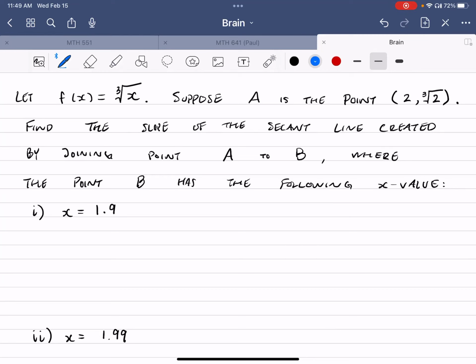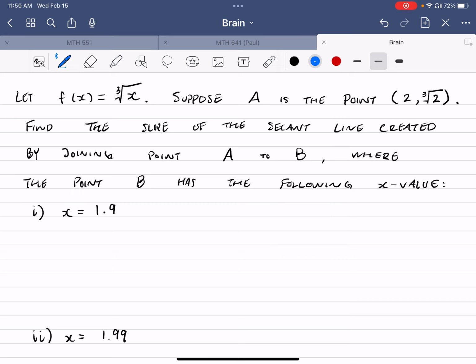Alright, so in this first video, our first question is going to be estimating the slope of a tangent line on the function f of x equals cube root of x. And we're going to do this by taking a couple points on the graph and joining them together to make a secant line, and then finding the slope of that line that we join.